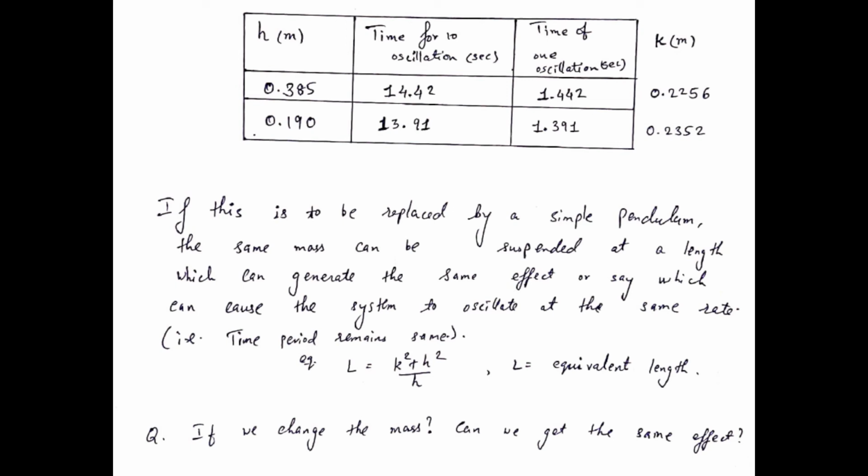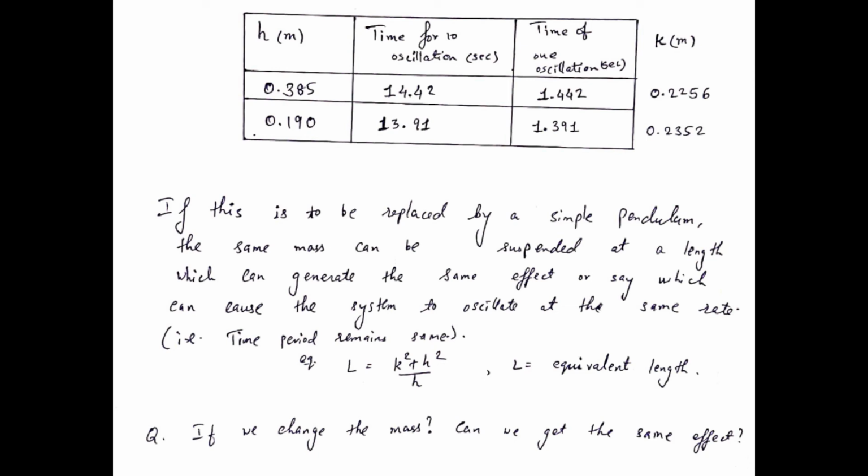There's again one more thing that you need to know. If this system is to be replaced by a simple pendulum, the same mass can be suspended at a length which can generate the same effect, or say which can cause the system to oscillate at the same rate. Same rate means the time period remains the same. So for this, the equivalent length is given by the equation L equals k square plus h square by h.